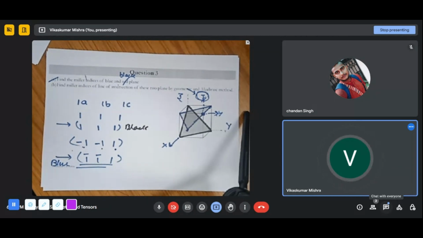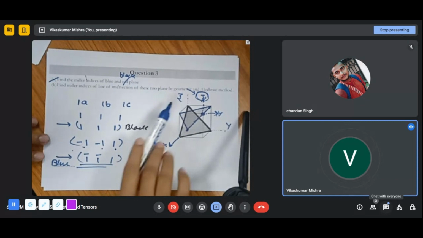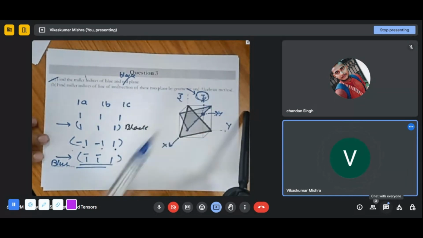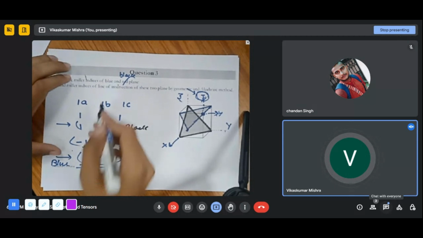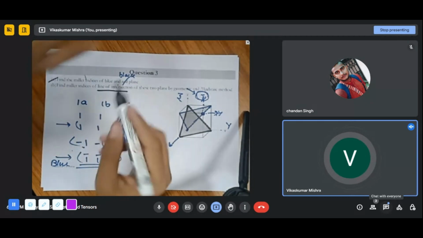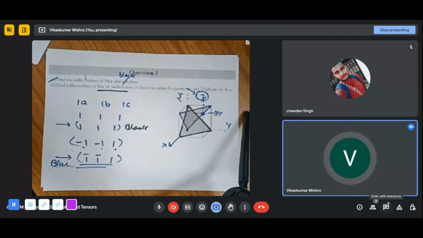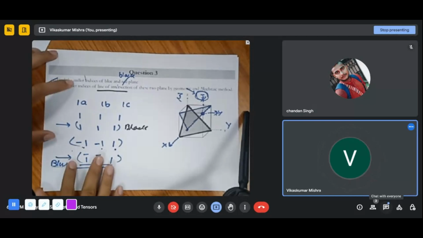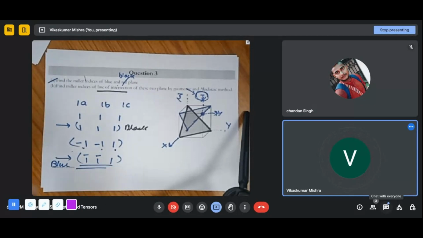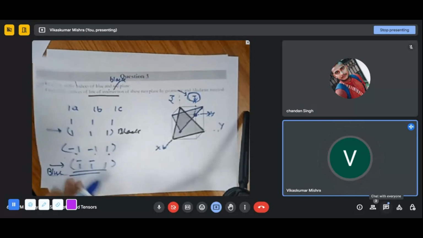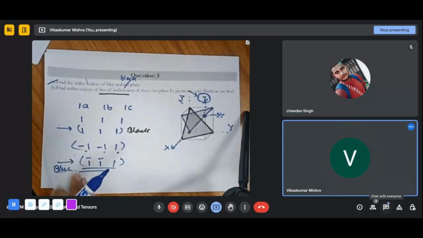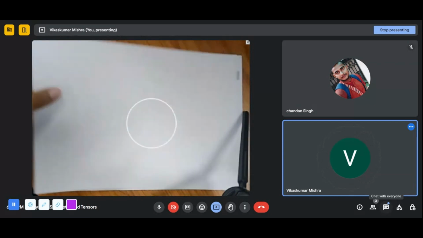We need to solve this by the geometric and the algebraic method. Before going to the geometric method, let's try the algebraic one. We need to find the line of intersection, and we can use the Weiss Zone Law for that. The line of intersection of the two planes will be a line that lies within both planes, right?